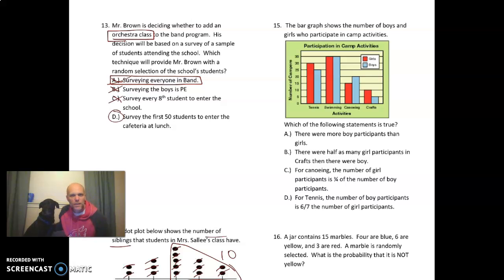This is Boomer. He's going to help us on number 15. I'm going to go bald on this one. Bald and Boomer. Okay? All right, he's going to read number 15.